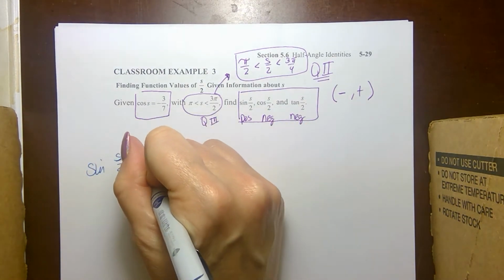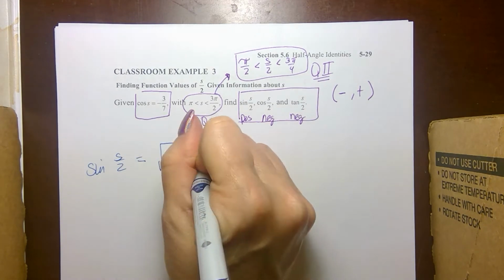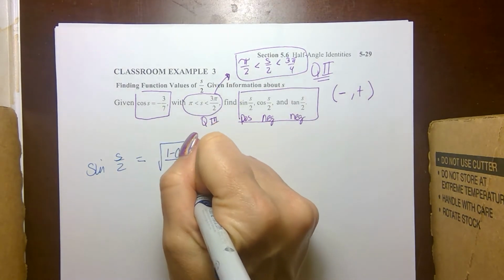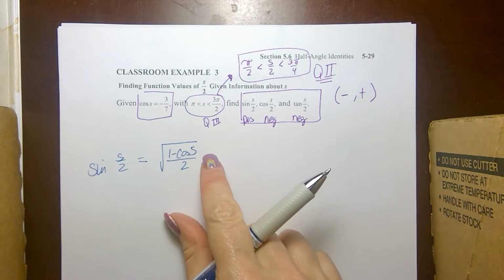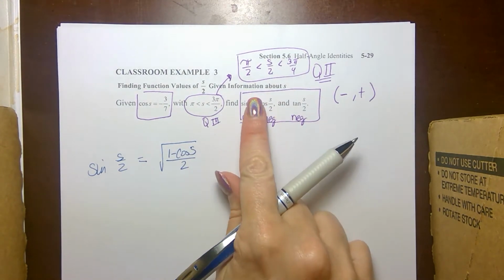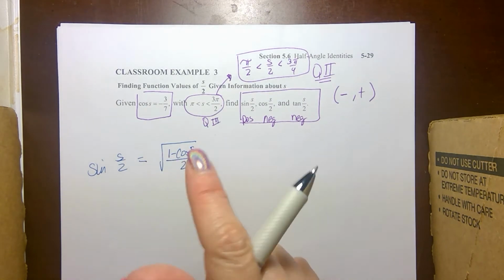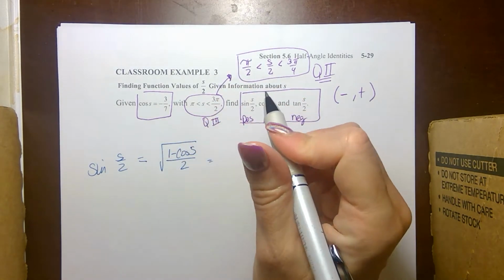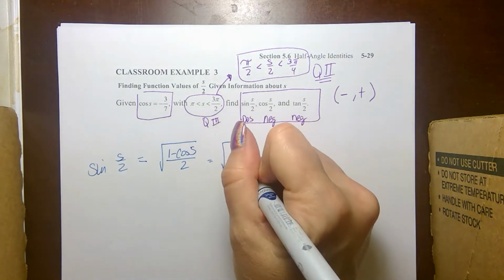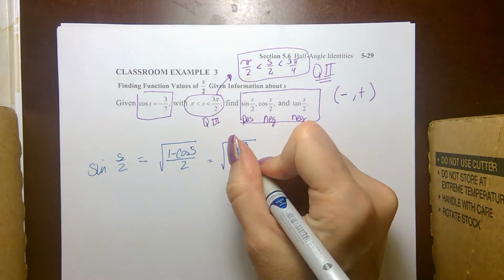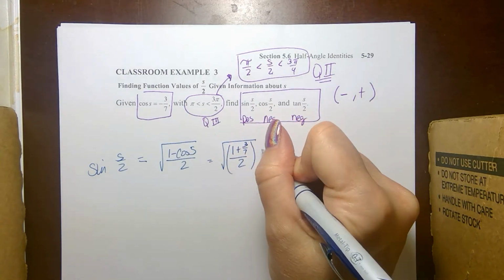Well, sine of s half, my identity tells me I do square root of 1 minus cosine s over 2. And sine is going to be positive, so I don't need to do any algebraic sign out front here. Well, cosine s is a negative 3/7. So when I plug that in, I get 1 plus 3/7 all over 2. And I need to multiply by that well-chosen 1.